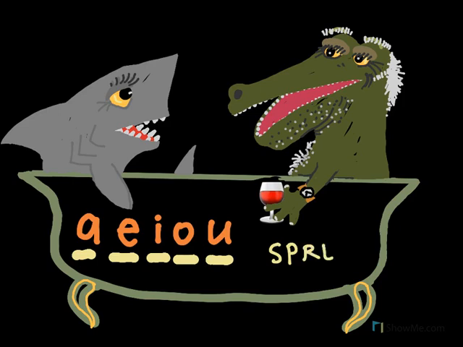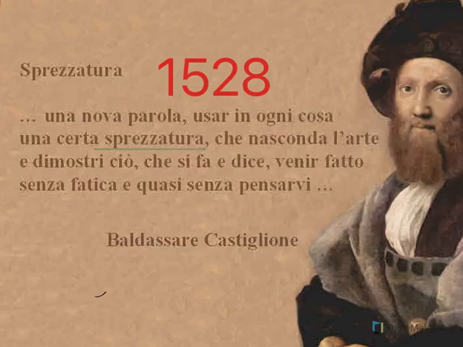Sprezzatura. And it is one of the very curious Italian words and Italian concepts that are very interesting. All right, the word dates from as early as 1528.